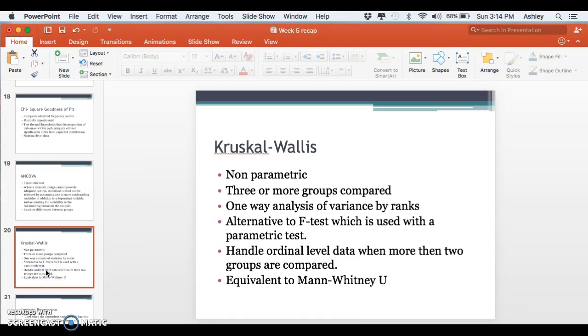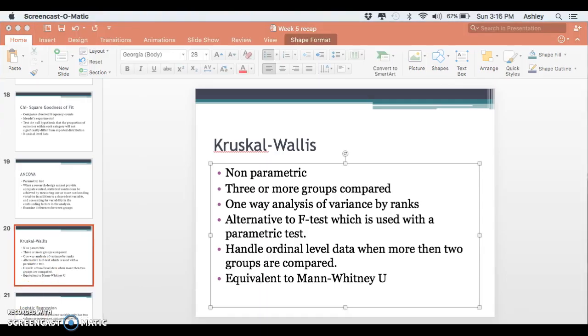Now let's take a look at the Kruskal-Wallis. When we're testing for more than two independent samples, we can use a Kruskal-Wallis one-way analysis of variance by ranks. So when three or more groups are compared, this non-parametric analysis of variance is appropriate for use. It's an alternative to the F-test, which is used with a parametric test. It handles ordinal level data when two or more groups are being compared, and it is equivalent to Mann-Whitney U.